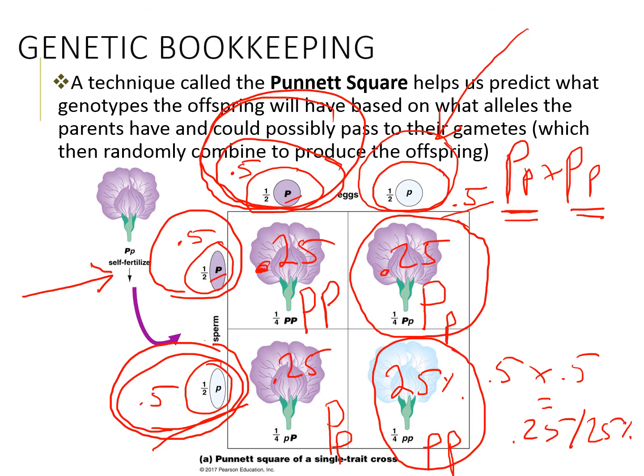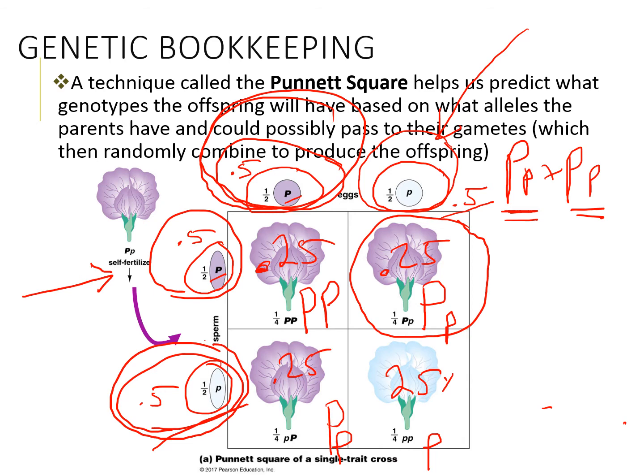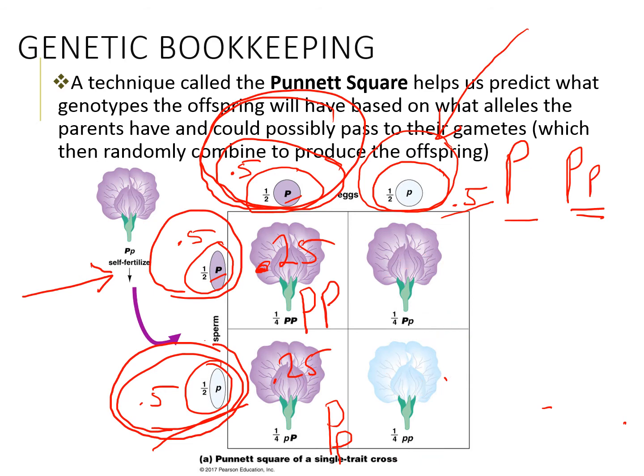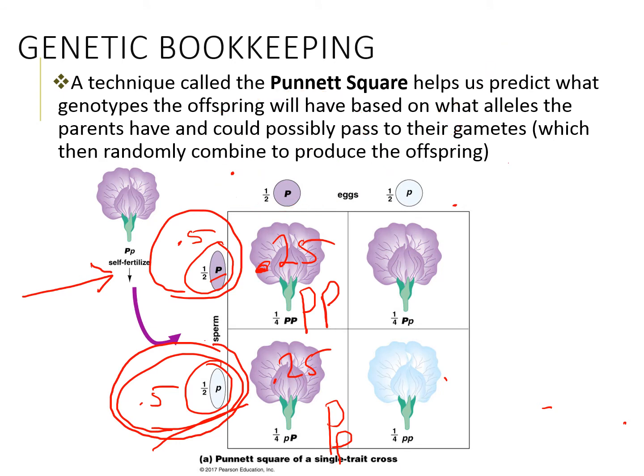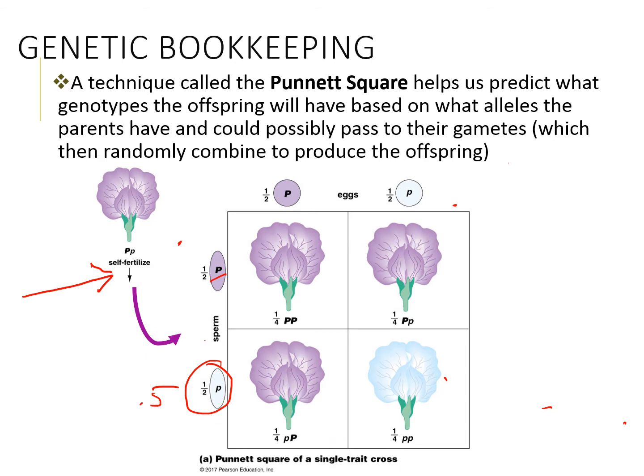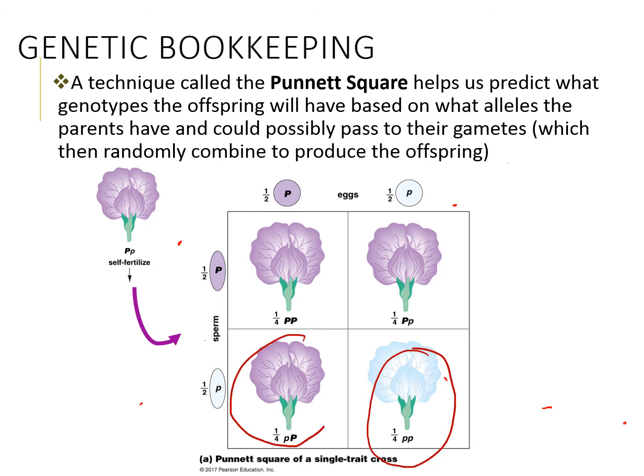So, last thing here, I'm going to erase everything now. We expect the genotypes in this cross to be 25% homozygous dominant, so a quarter of them will be big P, big P. We expect a quarter of them to be little p, little p. And then we expect 50%, because it's 0.25 plus 0.25, to be heterozygous.